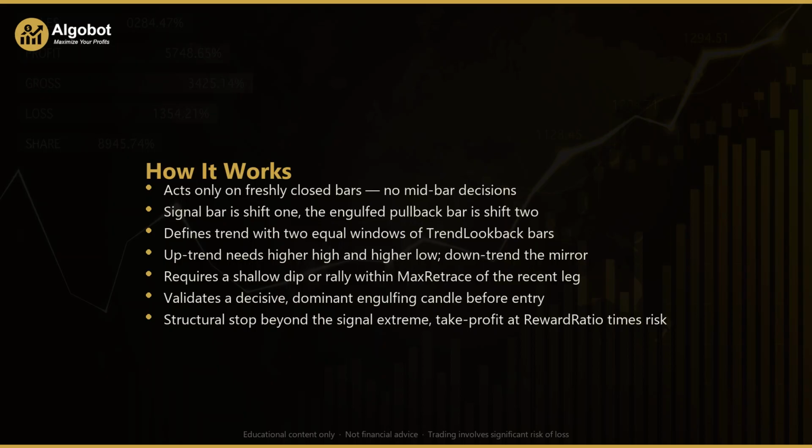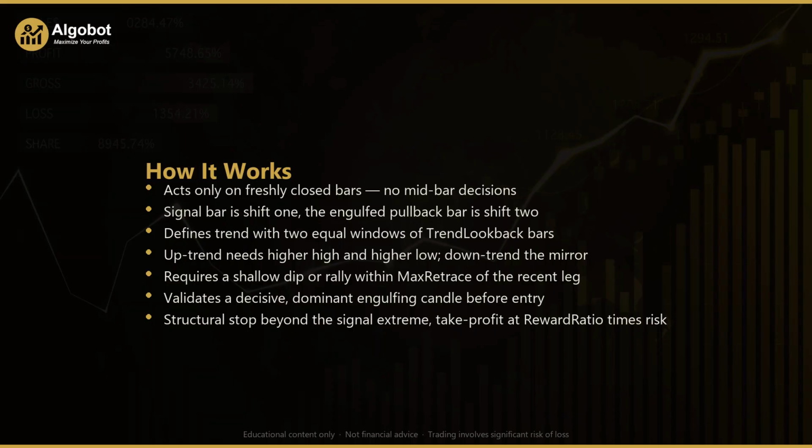The strategy only acts once per freshly closed bar. The still-forming bar is ignored, so every decision is made on completed candles. It looks at two specific bars. The signal bar, at shift 1, is the candle that just closed and carries the engulfing trigger. The prior bar, at shift 2, is the bar being engulfed, which represents the pullback.